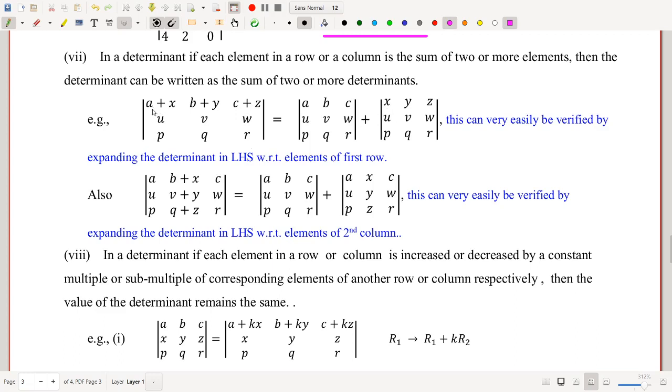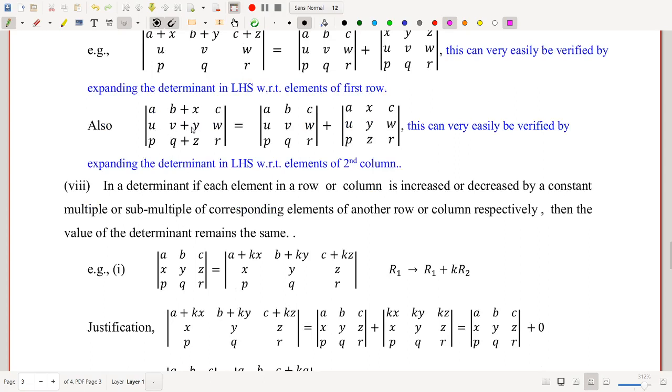The first determinant we have written with first elements a, b, c. The second determinant we have written with a', b', c'. But the second row and third row remain as they are in both the determinants. This can be easily verified by expanding the determinant on the left hand side with respect to elements in the first row.